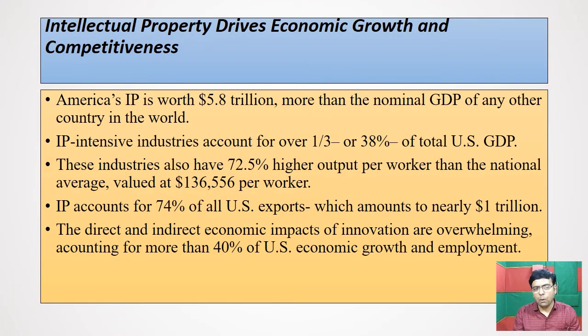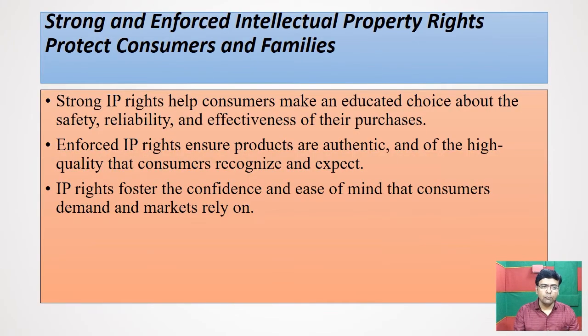Intellectual property actually drives economic growth and competitiveness. America's intellectual property rights are worth 5.8 trillion, more than the nominal GDP of any other country in the world. Intellectual property intensive industries account for over one third or 38% of total United States GDP. These industries also have 72.5% higher output per worker than the national average, valued at $1,36,556 per worker. Intellectual property accounts for 74% of all US exports, which amounts to nearly $1 trillion.